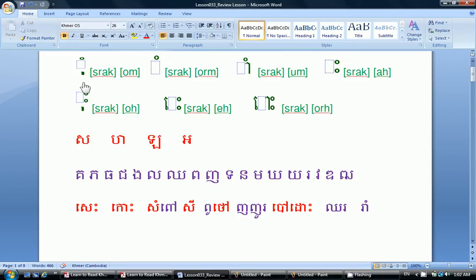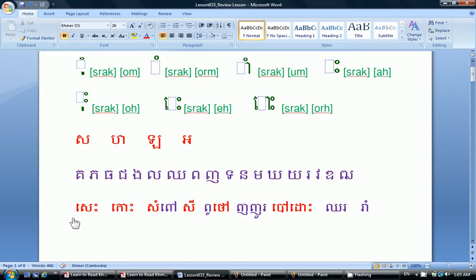Now let's review the vowels: sra om, sra om, sra am, sra a, sra o, sra e, sra a. The first Siri consonants: saw, ha, law, ah. Now the second Siri consonants: go, po, to, jo, ngo, lo, cho, bo, nyo, to, no, mo, ko, yo, ro, vo, do, and to. For these words, let's say the consonant, the name of the vowel, the sound of the vowel that it changes to, if applicable, and then the word.